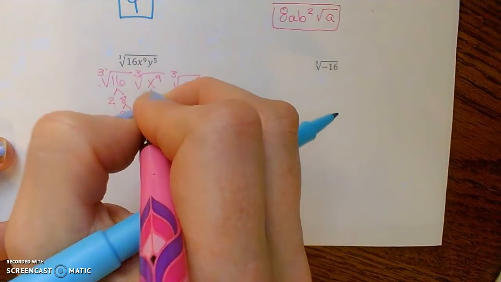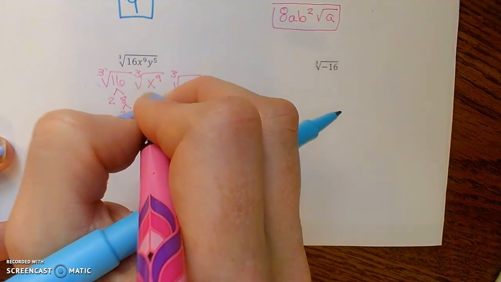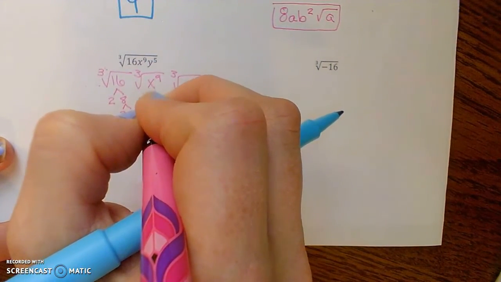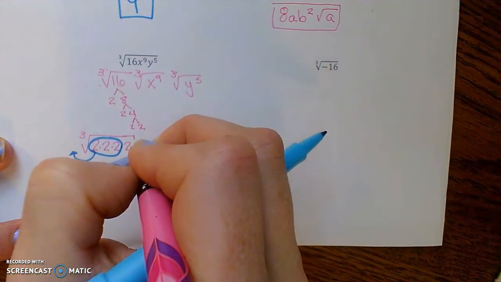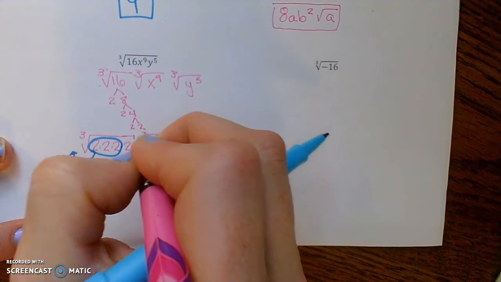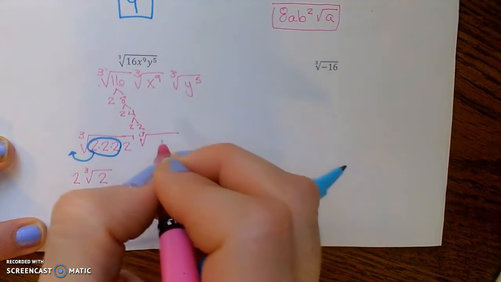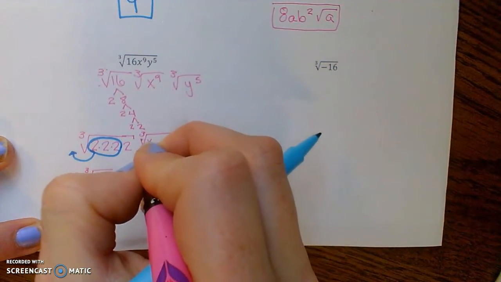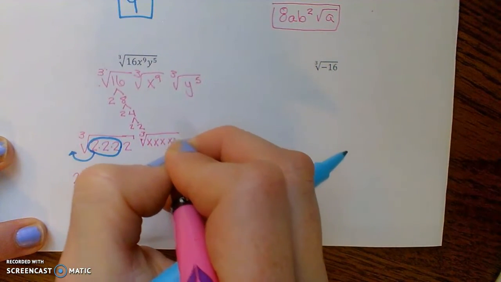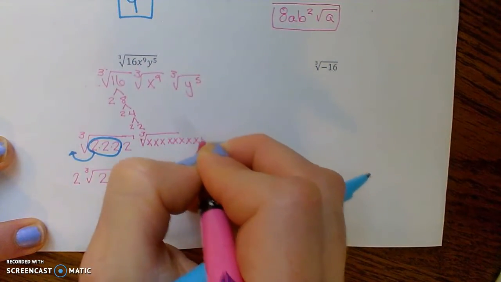Let's do that same thing with x to the ninth, okay? So x to the ninth, that will be 9 factors of x underneath the radical. I'm actually going to go ahead and write them all down. 1, 2, 3, 4, 5, 6, 7, 8, 9. Okay?